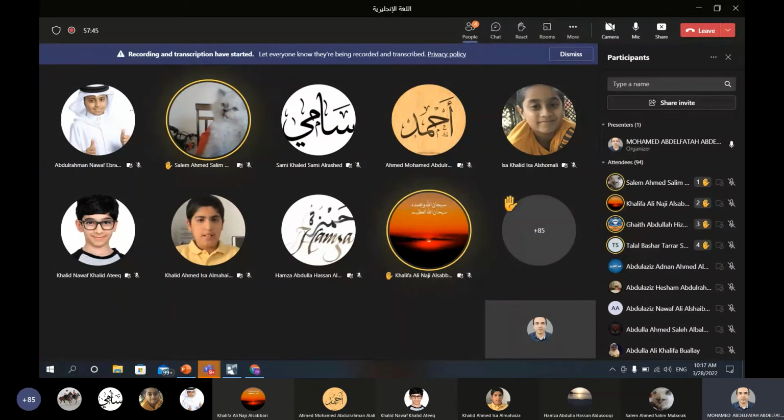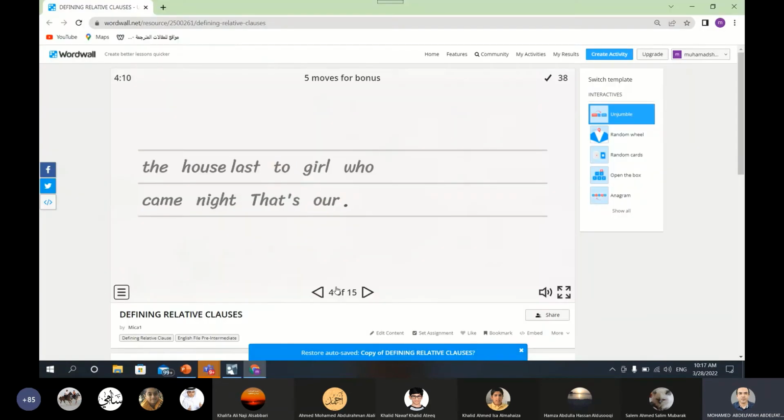And now let's go to Ghaith. Ghaith, are you there? Yeah. Ghaith, let's do number 4. Here, Ghaith, we have got separate words and we wanted to connect them together to make a complete sentence. I will help you to start with That's.